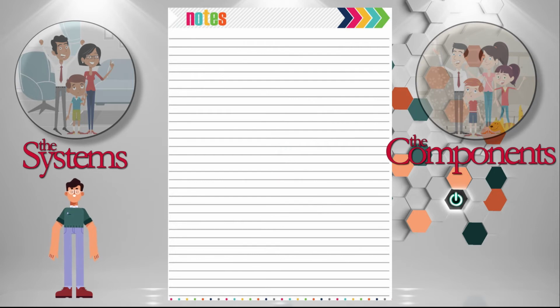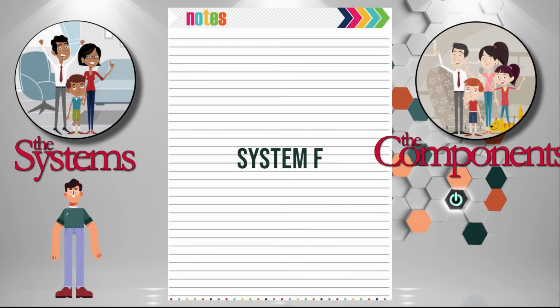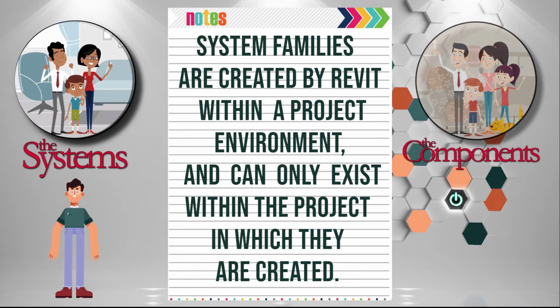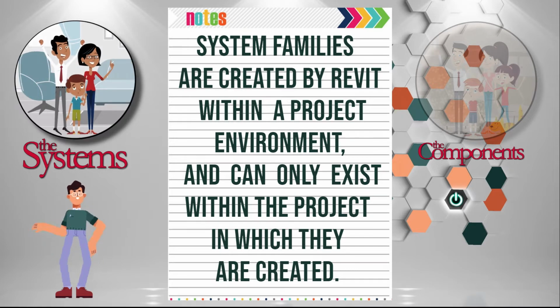As I already mentioned, Revit families are the basic building blocks within Revit, and they come in two different types: system families and component families. System families are created by Revit within a project environment, and can only exist within the project in which they are created.